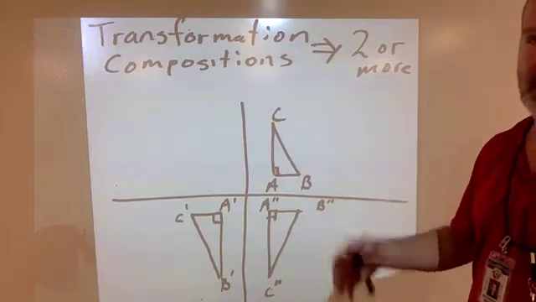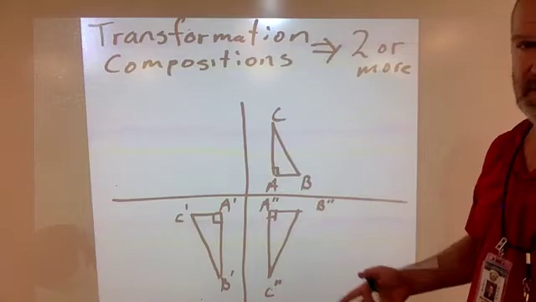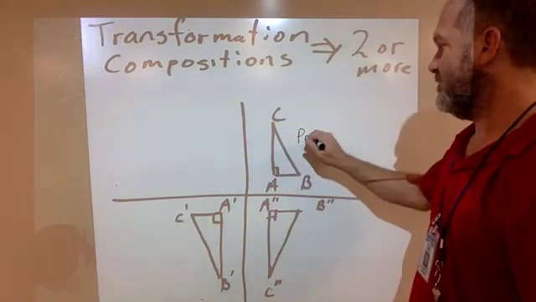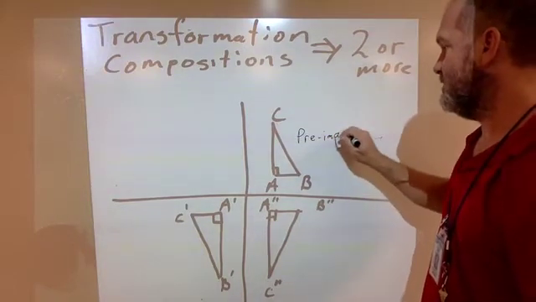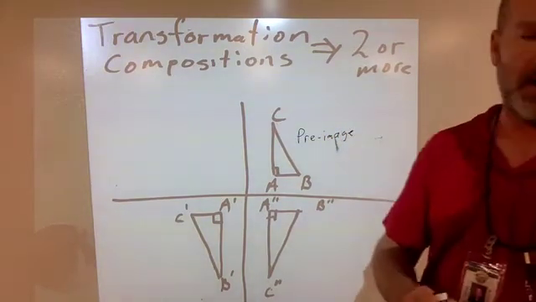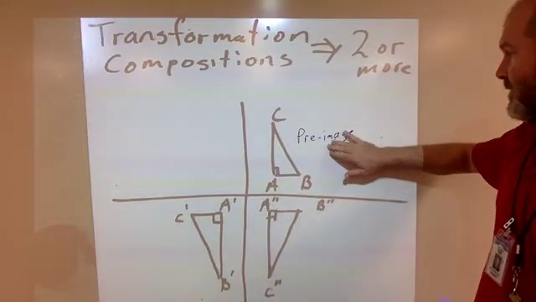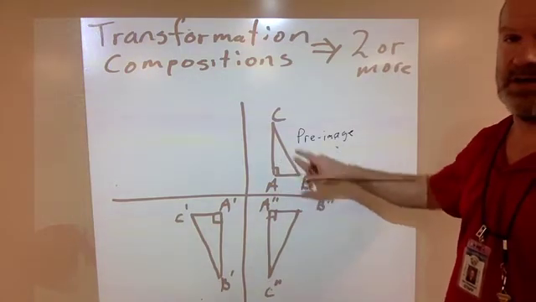You look at the prime marks. You look at the little apostrophes by the letters. The letters that don't have any apostrophes, that's your starting point. That's your pre-image. That hasn't changed. You guys should know that from last week. The shape without apostrophes on the letters is your pre-image. That's where you start from. So you're starting from the upper right-hand corner here. That's just a regular A, B, C.